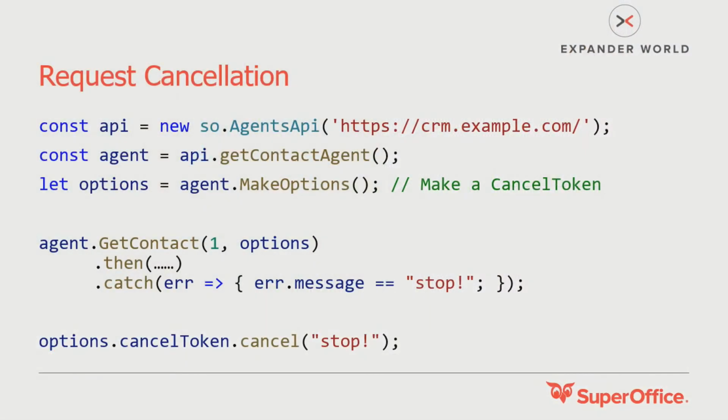Basically, on the agent there's a make options object function that gives you an option that you can pass into the request. So you say get contact number 1, and then there's an options thing in there. Inside the options object, a cancel token gets made. It sets up one of these cancellation tokens for us. And we can then at any point call cancel token, cancel, and pass in a message. And that will stop the request, assuming it hasn't finished.